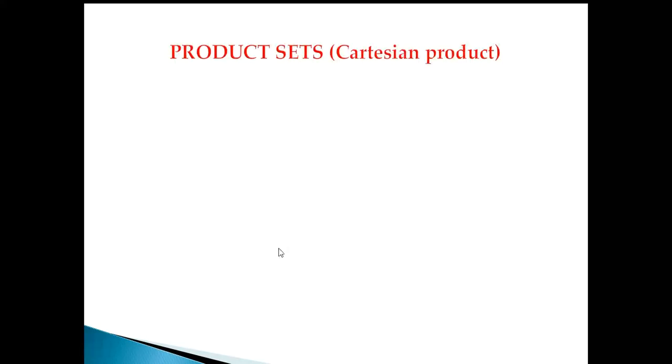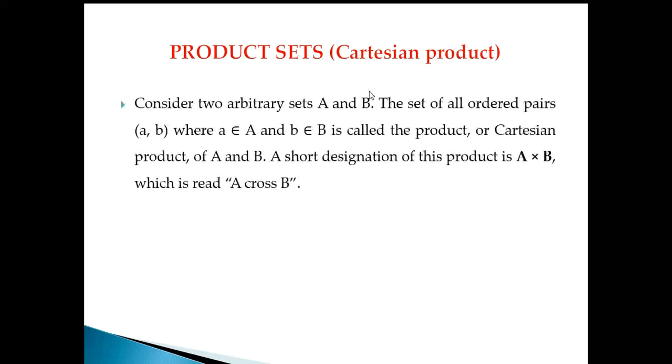Next, we come to product sets or the Cartesian product. So what is the Cartesian product? We have two sets A and B. The set of all ordered pairs (a, b), where a belongs to set A and b belongs to set B, is called the product or Cartesian product of A and B. We denote this Cartesian product by A cross B. A cross B means the Cartesian product of sets A and B.